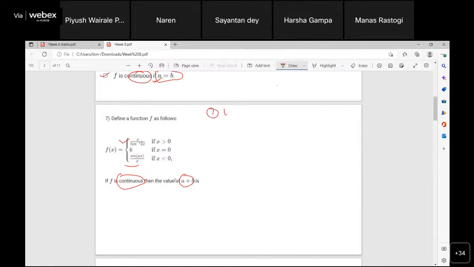Sir, it's 1. Okay, half plus half. The limit should exist, so my left hand limit should be equal to my right hand limit. What is my left hand limit? Limit x tends to 0 negative. Now which function do I have to take? Sir, the first one, sine ax by x, for x greater than 0. So sine ax upon x. How do we evaluate this limit? Yes, anyone?